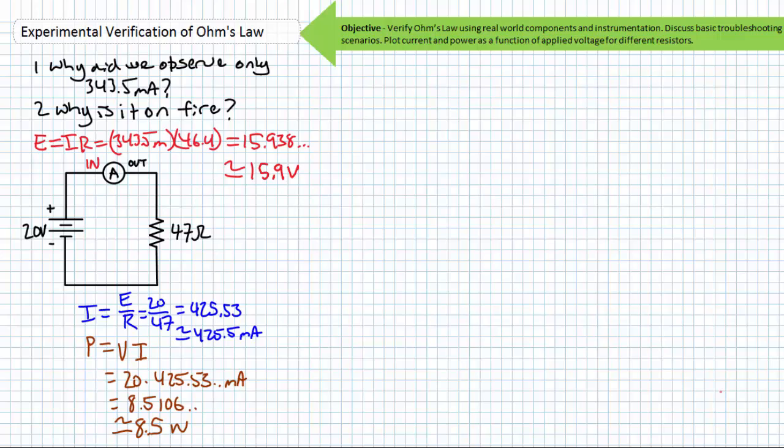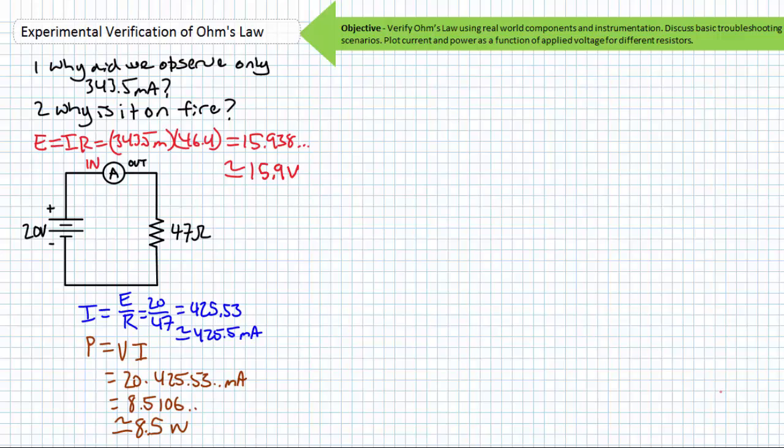In answer to our second question, why is this resistor on fire? Look at it. It's a tiny, itty-bitty little pipsqueak of a resistor. If you did what I initially asked and did the current and power calculations prior to starting the experiment, you'd realize that we'd ordinarily expect a 47 ohm resistor to draw 425.5 milliamperes from a 20 volt source. Using any permutation of the power equation, you'd realize that the supply would be delivering and the resistor would be dissipating 8.5 watts of power. This is not an 8.5 watt resistor.